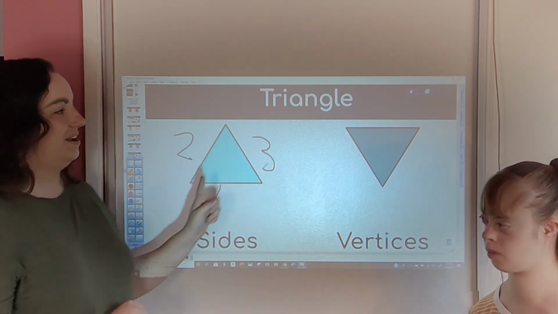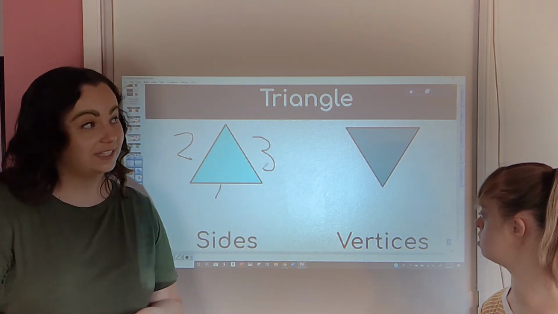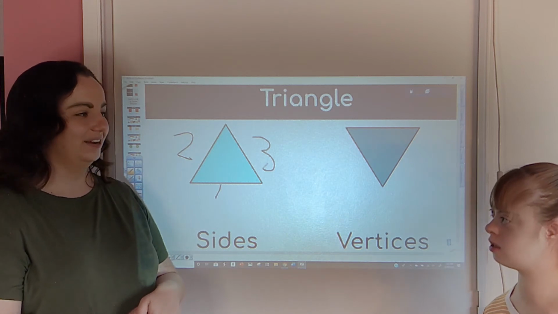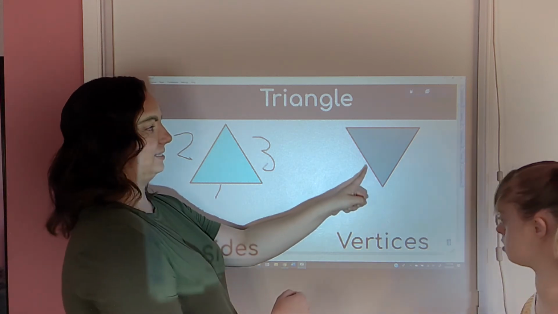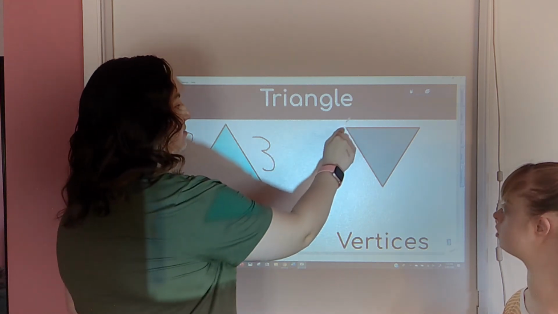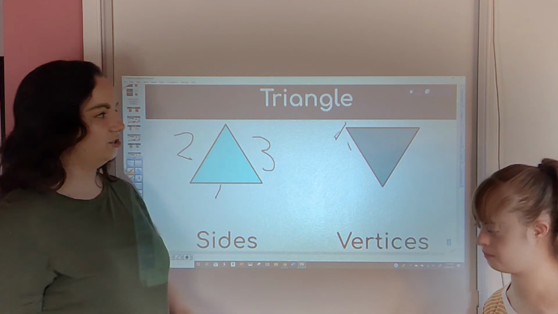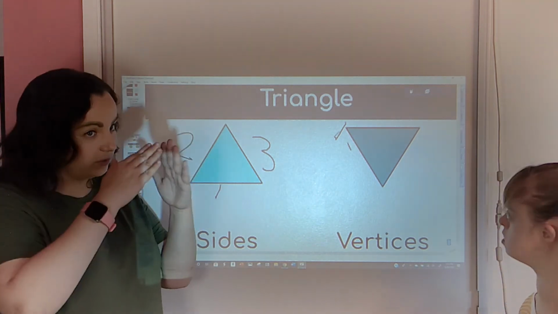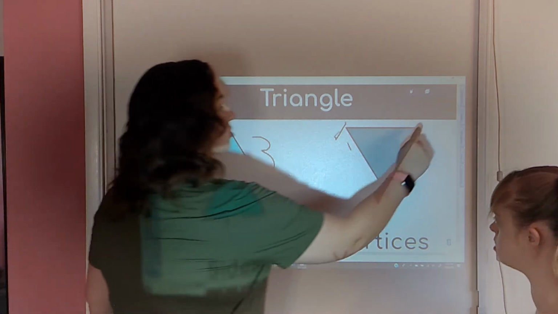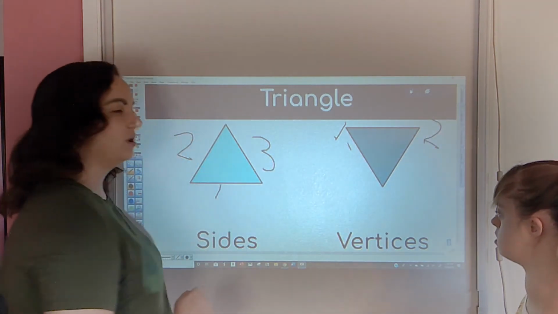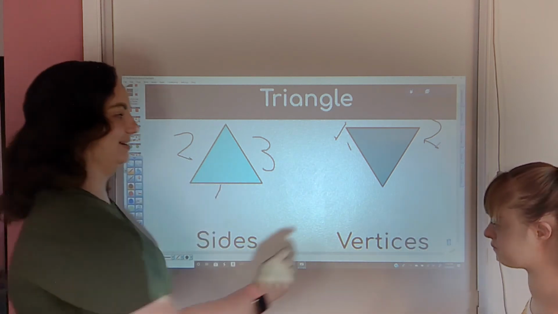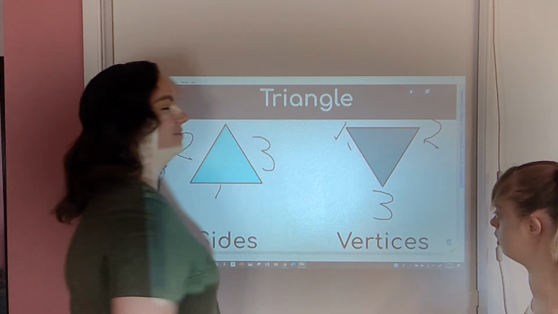Ooh, good. Now let's go ahead and see how many vertices the triangle has. Okay, let's look. Here's this side meet. That's one vertice right there. Good. Do you see another vertice or corner where two sides meet? Yeah, good job. Number two vertices. And then where would the last vertices be? Three, nice job. Very cool.